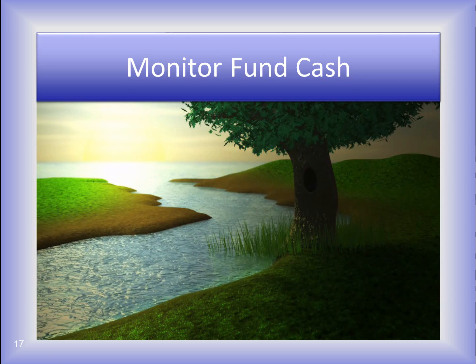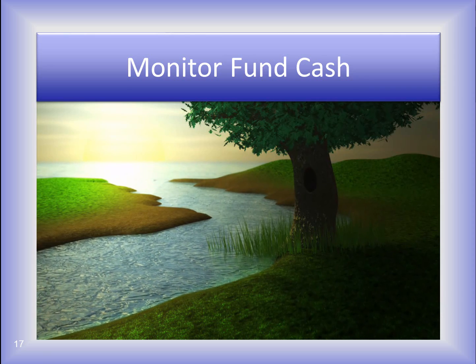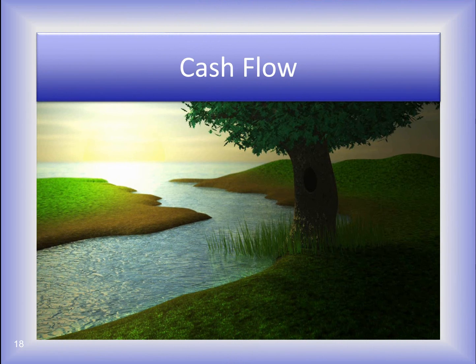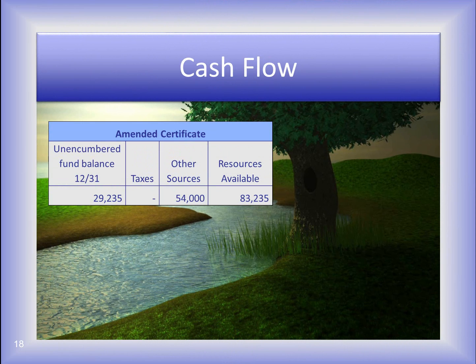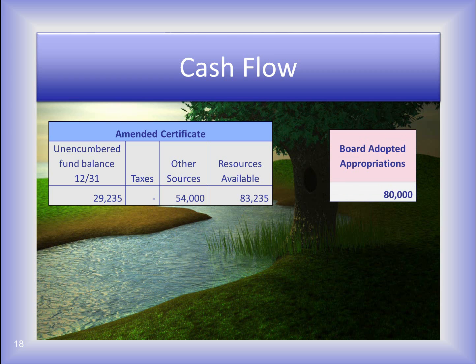Available appropriations and purchase orders do not represent the availability of cash to pay the bills. Our components of the budget tell us the plan for each fund. For example, the amended certificate shows how much we plan to have during the year. In this sample, it shows we have $29,235 of cash available at the beginning of the year, and we expect to receive $54,000, giving us a total annual resources available of $83,235. In addition, our governing board has appropriated $80,000, leaving us a small variance of $3,235 not appropriated.